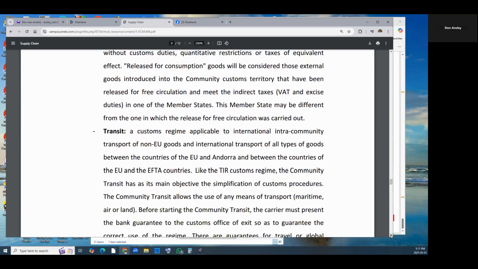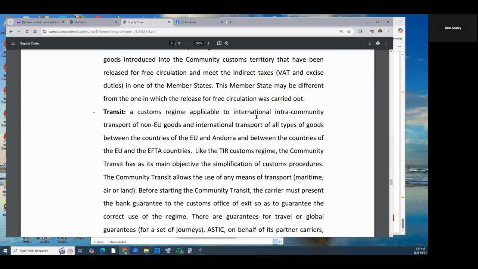Transit, a customs regime also applicable to international inter-community transport of non-EU goods, and international transport of all types of goods between the countries of the EU and Andorra, and between the countries of the EU and EFTA countries. Like the TIR customs regime, the community transit has as its main objective the simplification of customs procedures. Community transit allows movement by any means of transport: maritime, aerial, land. Before starting the community transit, the carrier must present the bank guarantee to the customs office of departure so as to guarantee the correct use of the regime.